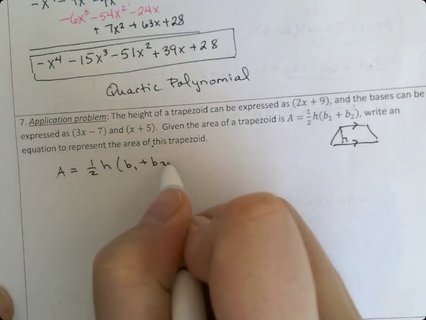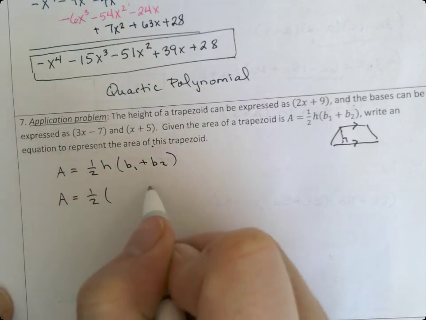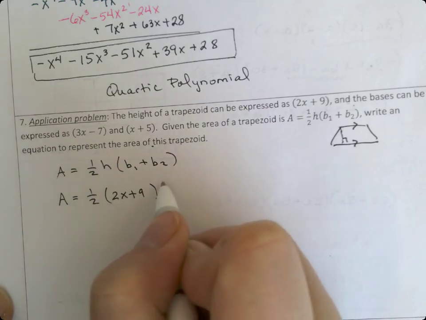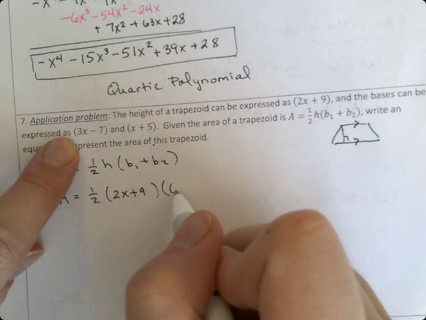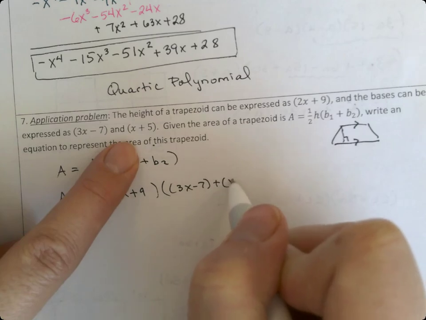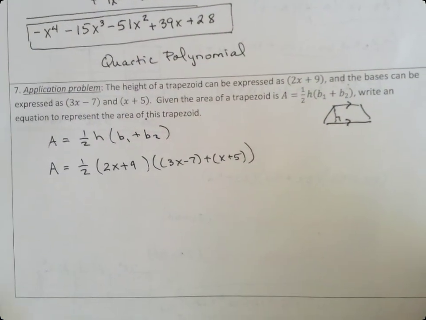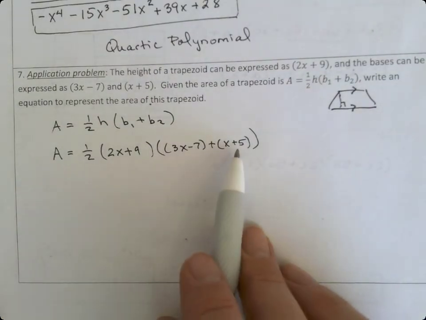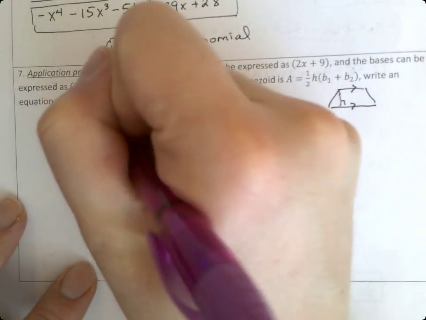So I'm going to take that formula that they gave me, and I'm going to plug everything in. So area equals 1/2 the height. I'm definitely using parentheses. 2x plus 9 times, now we have base 1 plus base 2. So I'm going to put in here 3x minus 7 plus the other base, x plus 5. Okay, might have been a little overkill. I don't know that I needed both sets of parentheses, but if this was subtraction, we'd have to be careful. So do you see that I replaced everything with parentheses?